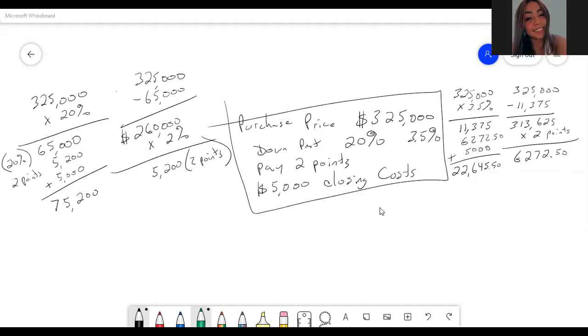No, the price, the total that they have to bring to the closing. Oh, you see right here on the whiteboard, right? You guys still seeing the whiteboard? Yes. Oh, okay, I'm sorry. Right here. My thing was blocking. 22,645.50. See on the right side, I did the FHA. The left side, I did the problem as it was written.